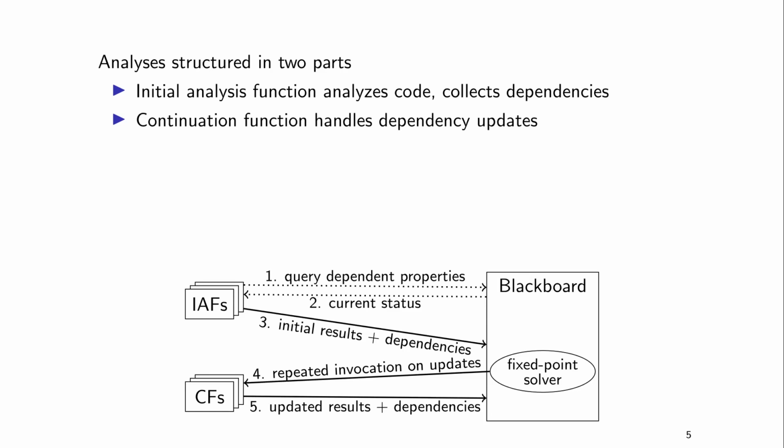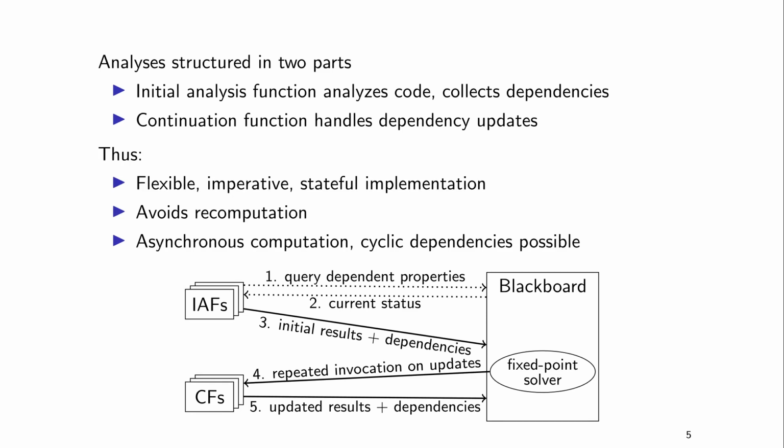Thus, analyses are executed as shown here. The initial analysis functions work imperatively, querying the Blackboard for the current state of dependencies. When they produce an initial result and a list of open dependencies, the fixed-point solver takes charge like in declarative systems. It repeatedly invokes the continuation functions when dependencies are updated, and the continuation functions report updated results to the Blackboard. This process is performed until quiescence is reached, that is, until no further updates are generated.